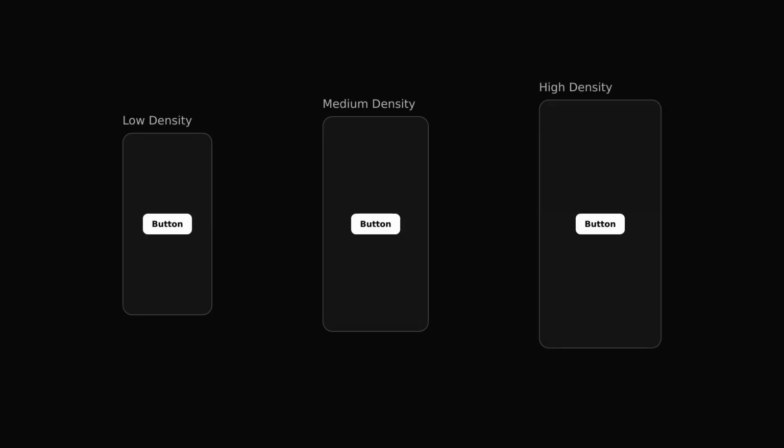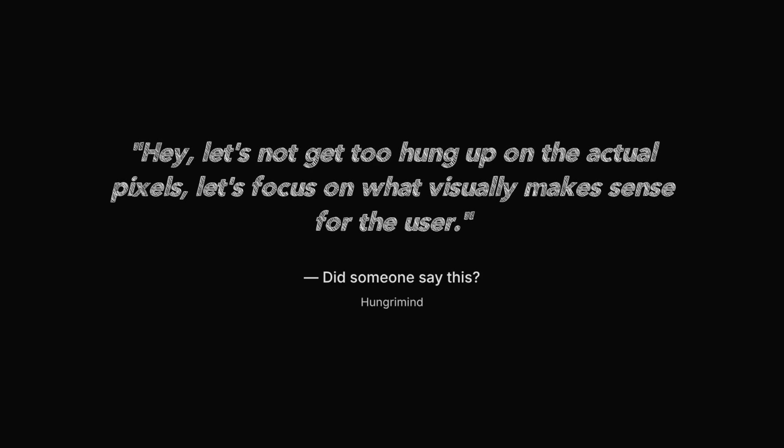However, across different devices, the same number of pixels can appear differently, which brings us to the concept of logical pixels and how they work in Flutter. In Flutter, we don't use pixels in the traditional sense. We use something called logical pixels, or device-independent pixels. Logical pixels are a flexible measurement that helps maintain consistency across different devices, regardless of their pixel density. It's like Flutter's way of saying, hey, let's not get too hung up on the actual pixels. Let's focus on what visually makes sense for the user.